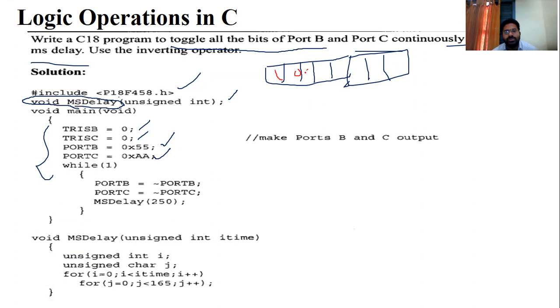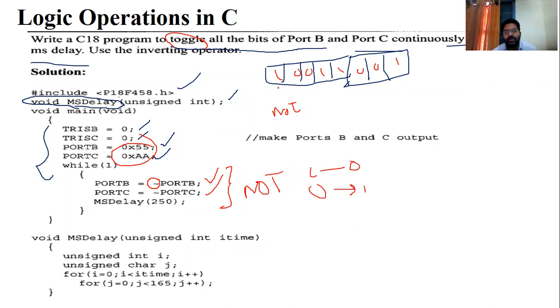For suppose port B is 0 0 0 1 1 0 0 1. Likewise, you can also see port C. Whatever the values, not only these values, I can take some different values. Toggling means you continuously change those values: 0 becomes 1, 1 becomes 0. How to change those values? Simply by performing the NOT operation. So 1 is 0, 0 is 1. For continuously toggling, that means continuously changing those values: 0, 1, 1, 0, 0, 1, 1, 0 on port B. Likewise, port C also. The time delay to consider is 250 milliseconds.